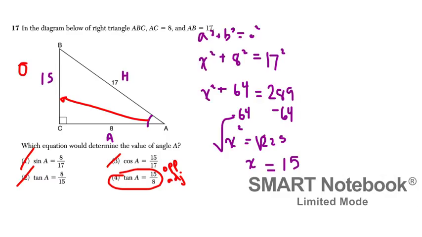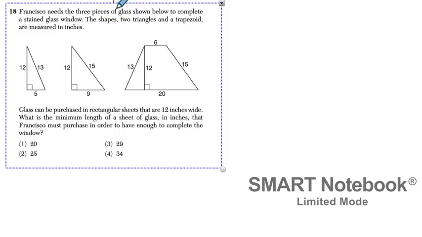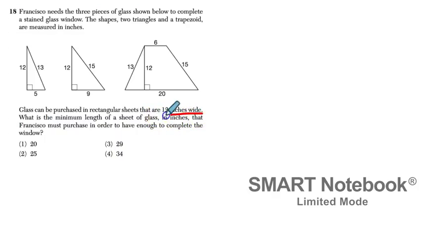Number 18, good old Francisco needs to complete a stained glass window using 3 pieces of glass. It can be purchased in rectangular sheets that are 12 inches wide, and we want to know what's the minimum, the smallest length of a sheet of glass that Francisco must purchase in order to have enough to complete the window. So this is a tricky question. It's one of those you can kind of either see it right away or you don't know what to do.